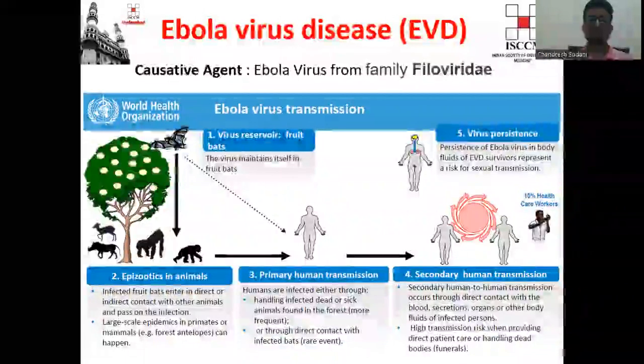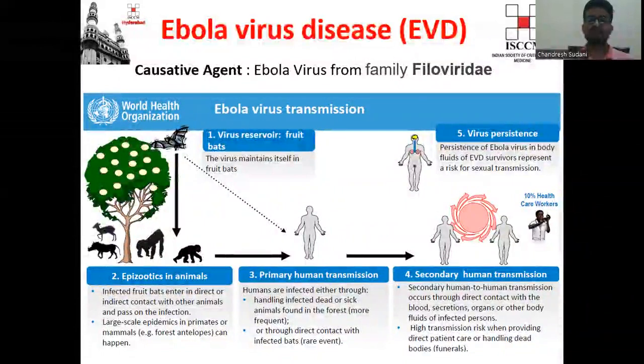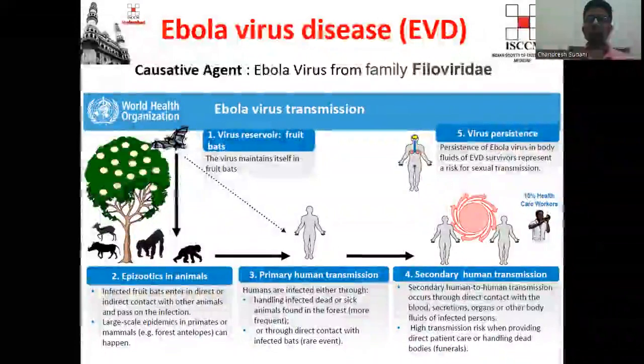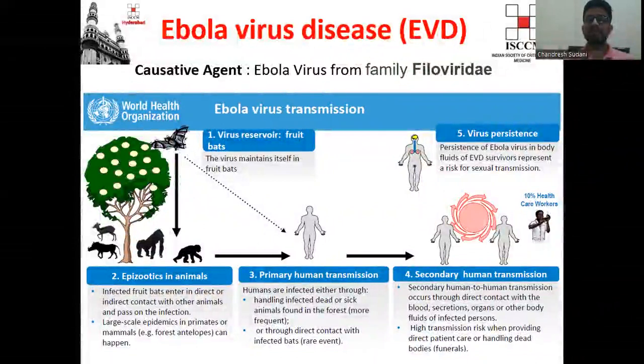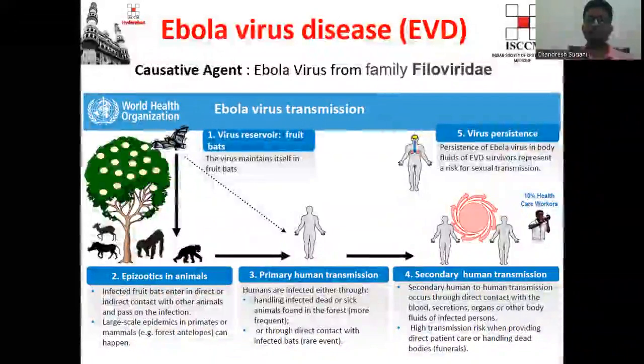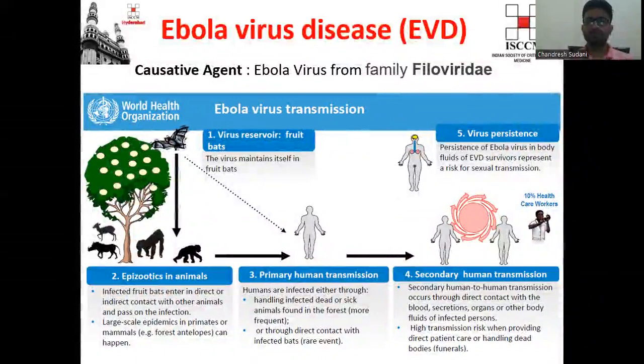From these animals, the infection can spread to primary human transmission. And once one patient is affected, other patients can also get the same disease through blood, secretions, organ transplantation, or particularly health workers who work in close contact with the patients or patients' relatives.